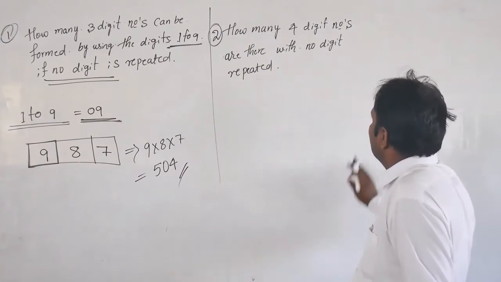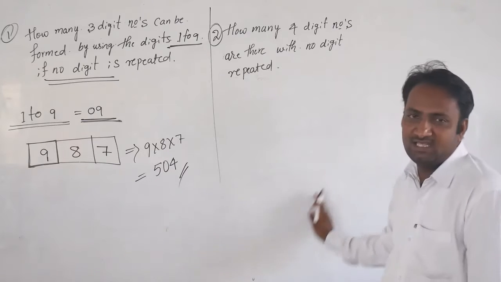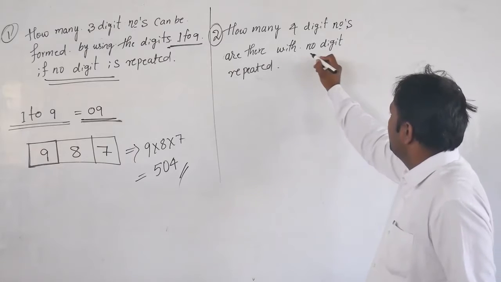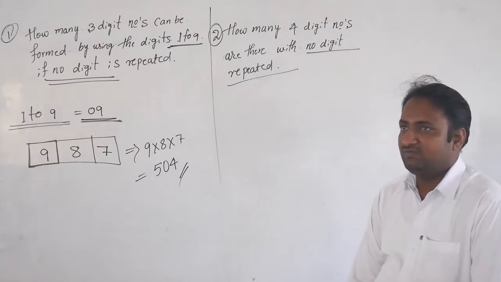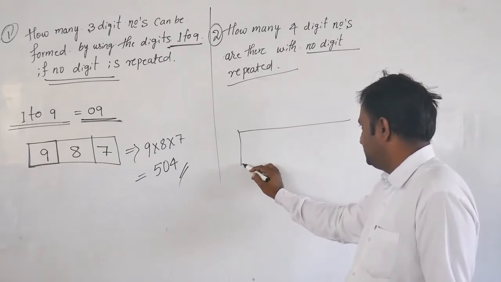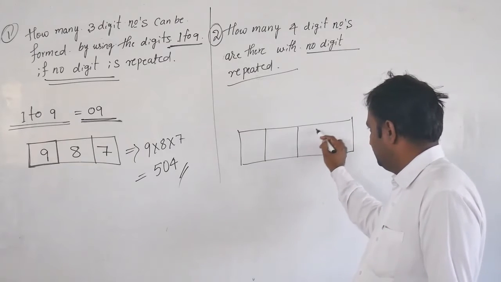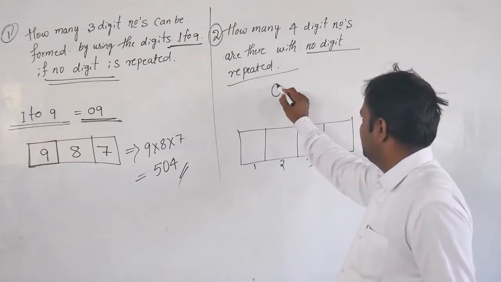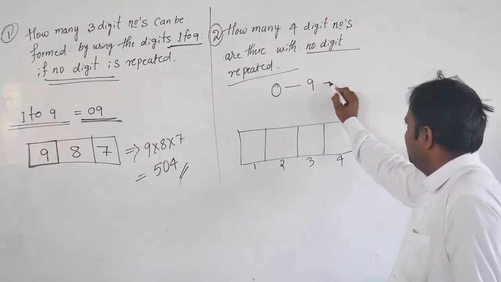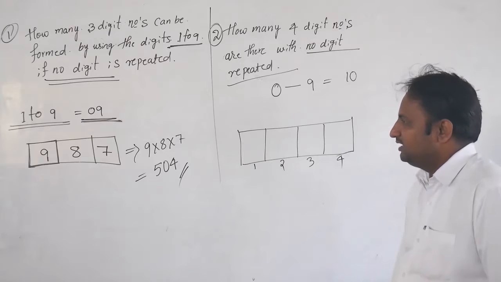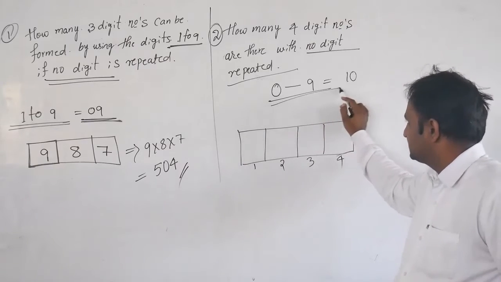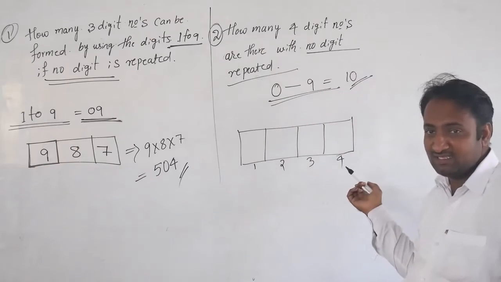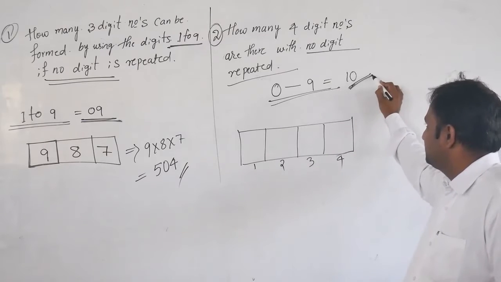Second, how many 4-digit numbers are there with no digit repeated? Consider a 4-digit number with four boxes, 1, 2, 3 and 4. The digits to consider are 0 to 9, including 0 as well as 9, so there are 10 numbers.